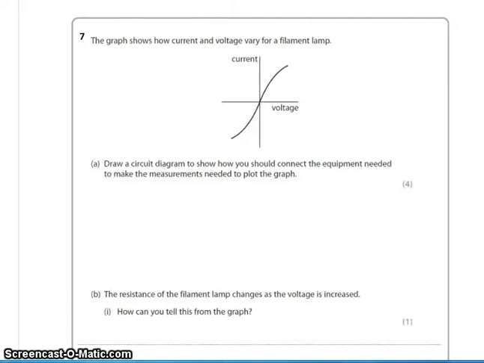Okay, now the final question is question 7. They want you to draw a circuit diagram to show how you should connect the equipment needed to make the measurements needed here. Well, we've got current in the graph, so we would need an ammeter to measure current, and for voltage we're going to need a voltmeter, but how we position them is quite important too.